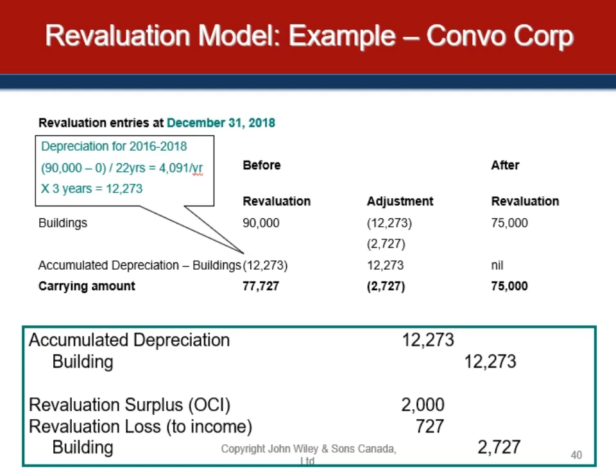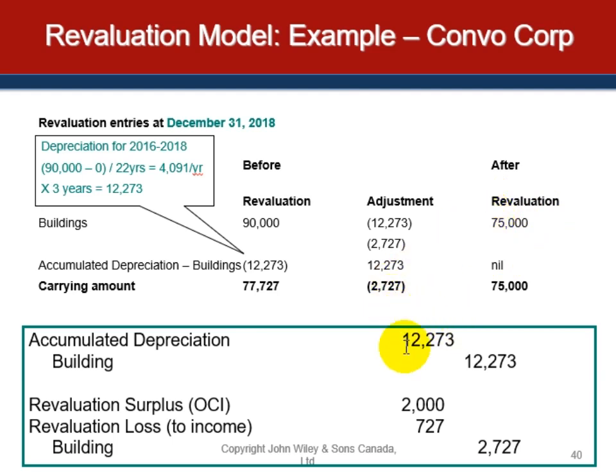And then again on December 31st, 2018, now it's worth $75,000, and we have it revalued at $90,000. And then when we revalued it at $90,000, we had 22 years left, so that's $4,091 per year times 3 more years. $12,273 is the amount of depreciation for those 3 years. The $90,000 building minus the $12,000 gives us a carrying amount of $77,727, which is a difference of $12,273 from the revaluation balance of $75,000.